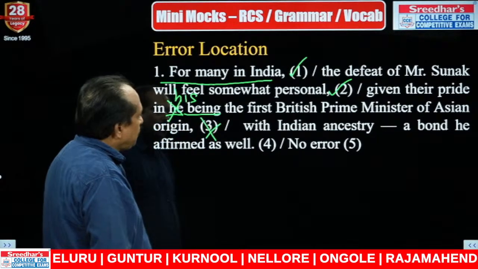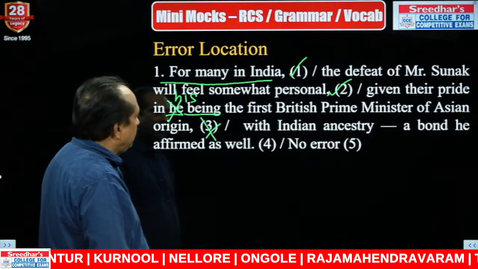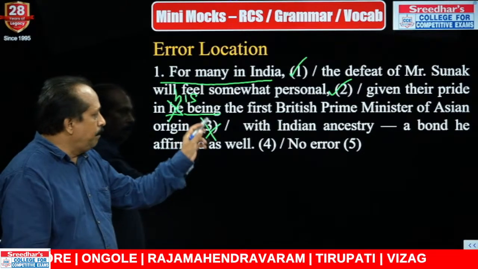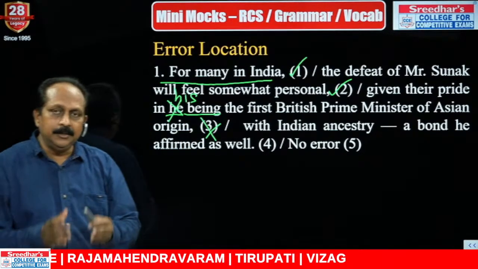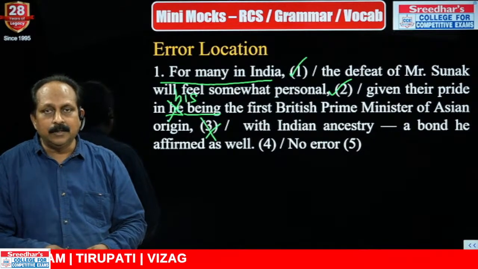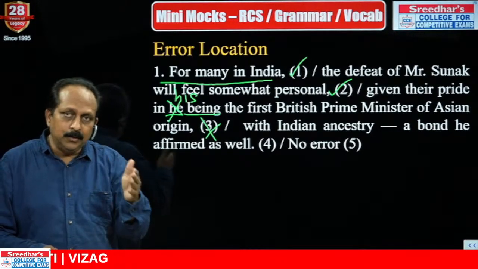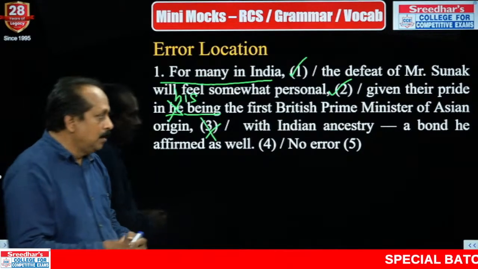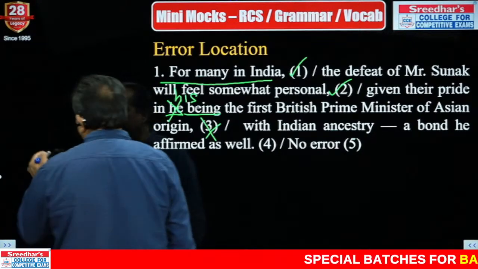He being the first prime minister, wrong. His being the first prime minister. You may ask, sir, why? The word being, imagine there is a gerund. What is a gerund? Verb ing form used as a noun. If you have to use a pronoun before that, it has to be in the possessive form. I'll give an interesting example.